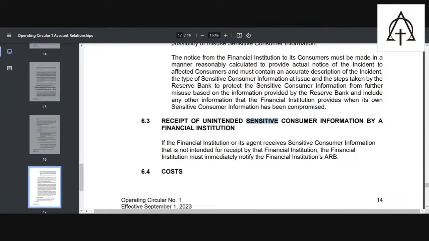Receipt of unintended sensitive consumer information by a financial institution. If the financial institution or its agent receives sensitive consumer information that is not intended for receipt by the financial institution, it must immediately notify the financial institution's ARB. So all you've got to do is give them notice yourself when you go to close these accounts. And again, this is something that I'm telling you to do. It's not legal advice. It's not financial advice. It's just my opinion, set forth through my research, that this is what we're supposed to do.